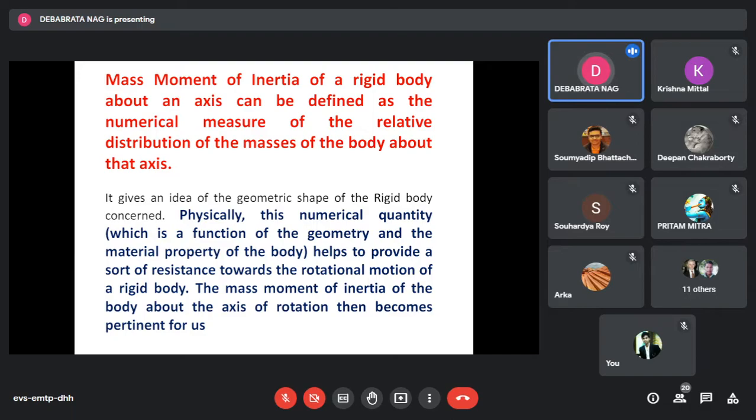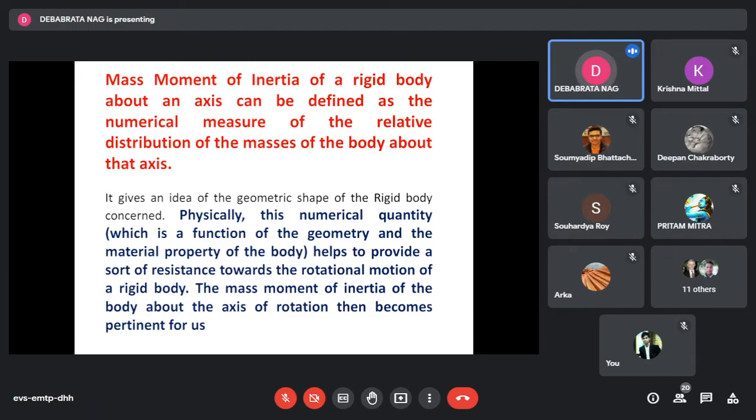So therefore, it is a function of the geometry of the body, and at the same time, it depends upon the material property, because mass is a material property. The mass of iron should not be equal to the mass of aluminium or copper. So definitely, it is a material property, and it helps to provide a sort of resistance towards the rotational motion of a rigid body.